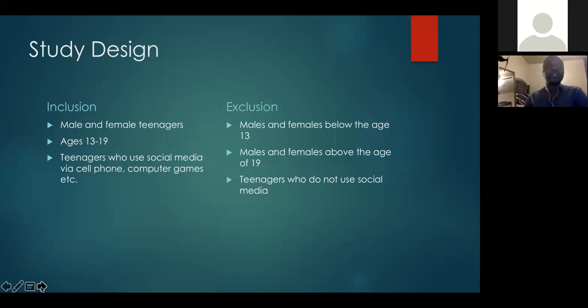Okay, so study design. The study design that this research will, oh, sorry, I read something wrong. Oh, so I basically said that.